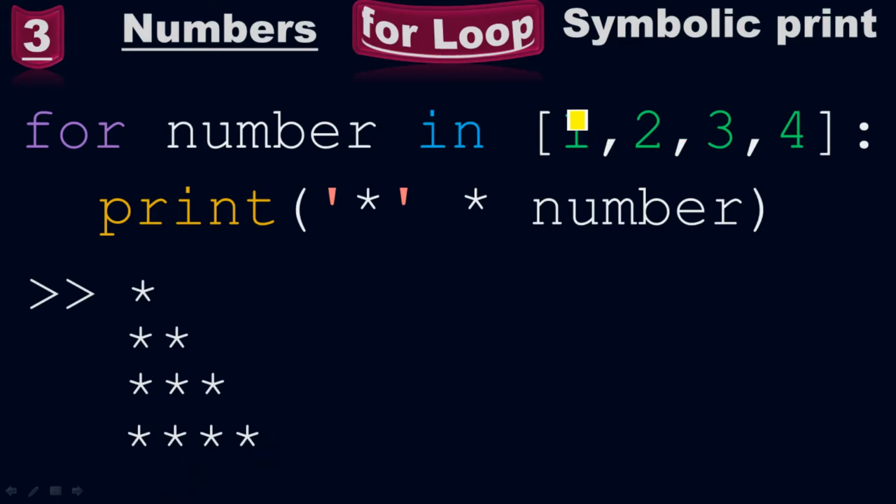But what if I have 2 here for the 1? If you have 2, you will see 2 asterisks here first. If it is 5, you will see 5 asterisks first. So it depends on the numbers in the list. I hope you got the point now.